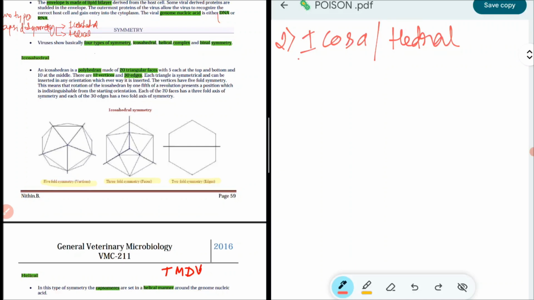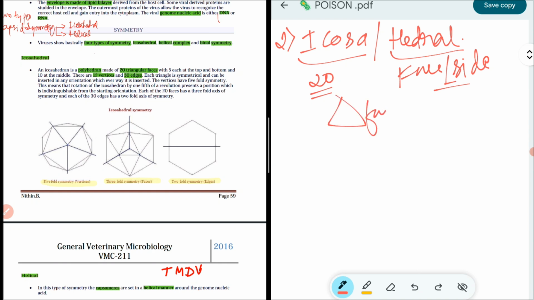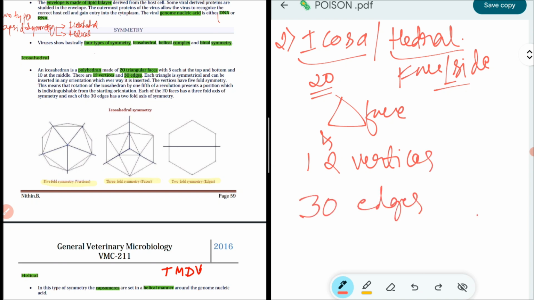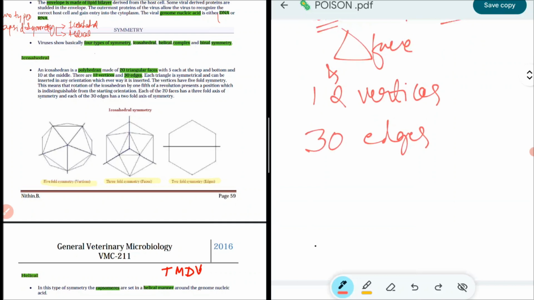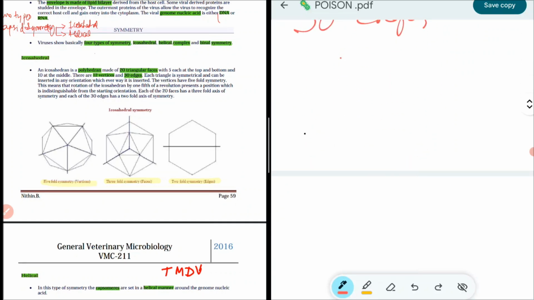icosahedral symmetry. The word icosa is nothing but 20, and hedral represents hedron, which is nothing but face or side. So basically, the viruses which have got icosahedral symmetry are those which have 20 triangular faces and 12 vertices and 30 edges. So this is what makes an icosahedral shape. To represent it diagrammatically, it is very difficult to show 20 faces in 2D. So let us try to make the nearest possible structure to the icosahedral.